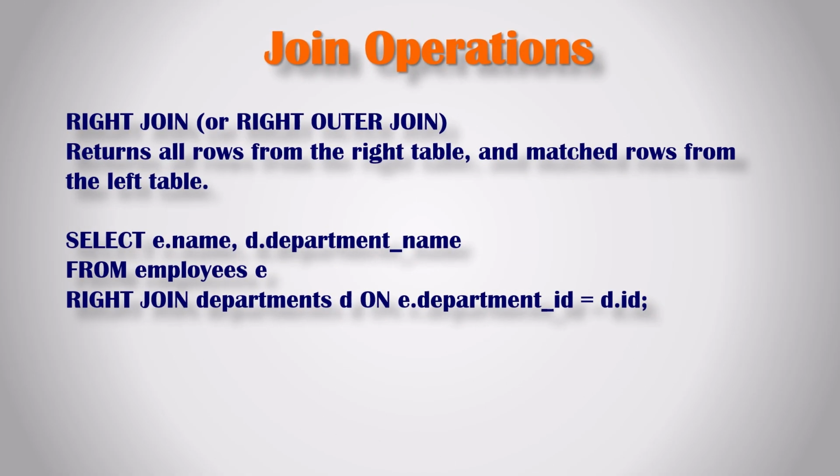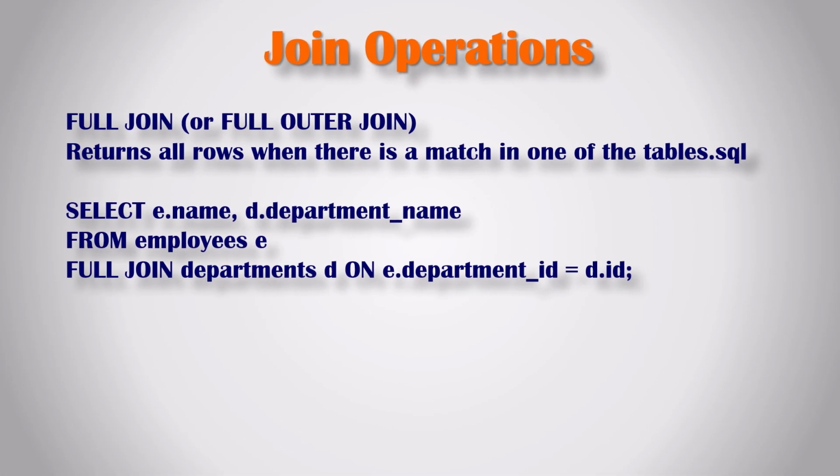Right join, or right outer join, returns all rows from the right table and matched rows from the left table. SELECT e.name, d.department_name FROM employees e RIGHT JOIN departments d ON e.department_id = d.id.